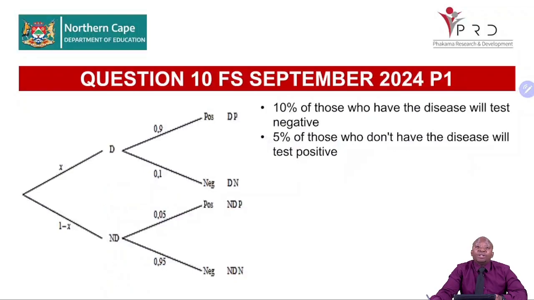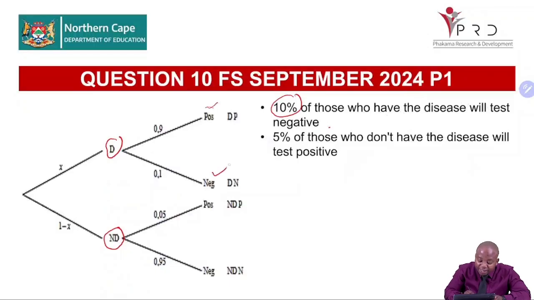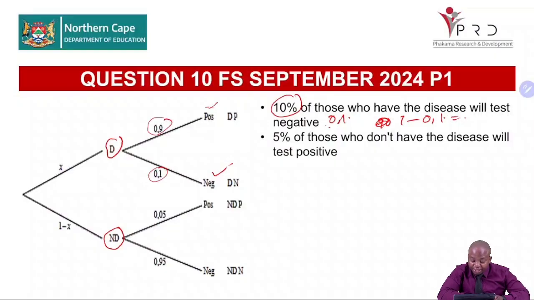Now let us go back and check our situation here. We're going to populate this into our tree diagram. We are told that 10% of those who have the disease, so we're going to have those with the disease and those without the disease. Then we can say 10% of those who have the disease will test negative, so they can either test positive or they can test negative. Now 10% are testing negative, so 10% is 0,1. Then the positive one is going to be 1 minus 0,1, because this is just 100%. So in this case, we are going to have 0,9. They will be positive.